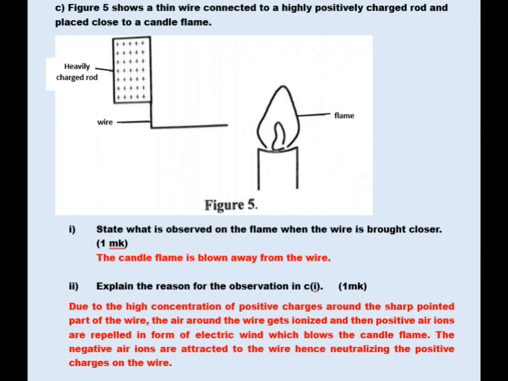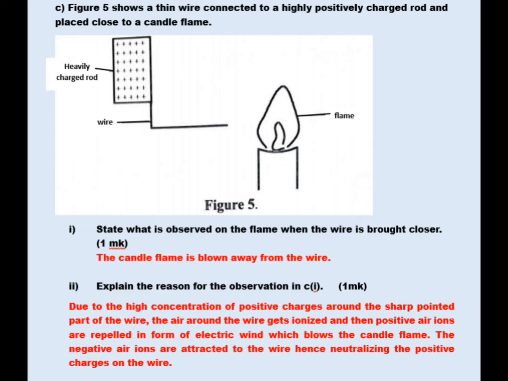Due to the high concentration of positive charges around the sharp pointed part of the wire, the air around the wire gets ionized, and then positive air ions are repelled in form of electric wind, which blows the candle flame. The negative air ions are attracted to the wire, hence neutralizing the positive charges on the wire. So definitely we know this is point action.